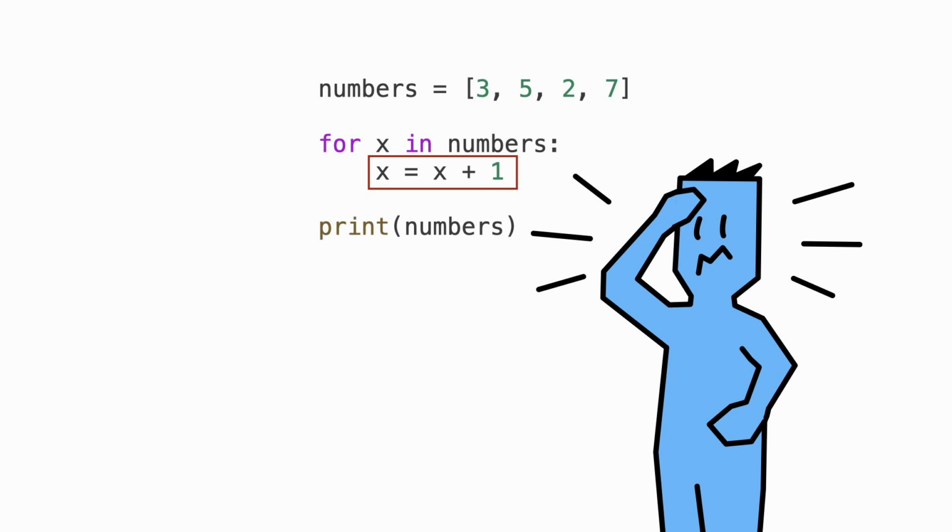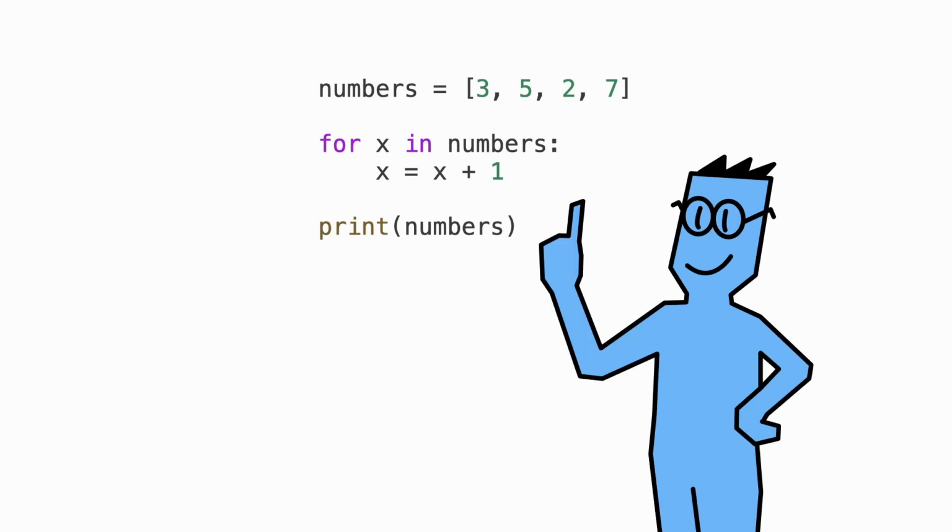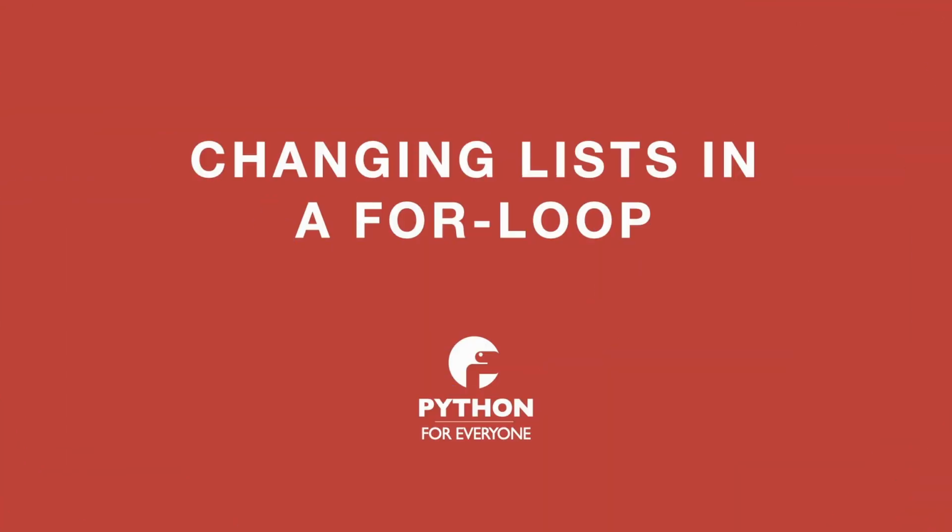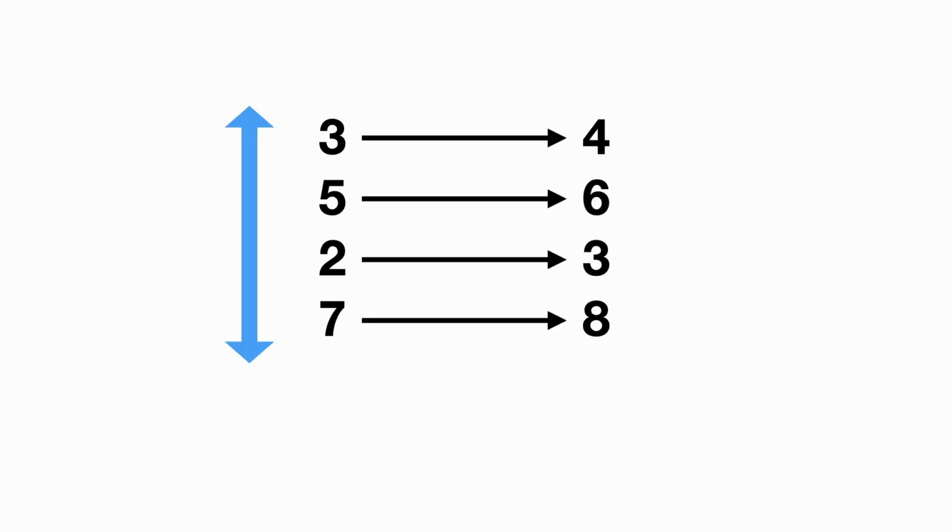Are you not changing the value of elements in the list here? Nope. And in this video you learn why changing list elements in a loop is a tricky thing and how to do it safely. There are two kinds of list changes. The size of the list can change, and existing values can be changed. The scope of this video is limited to changing existing elements in a list.